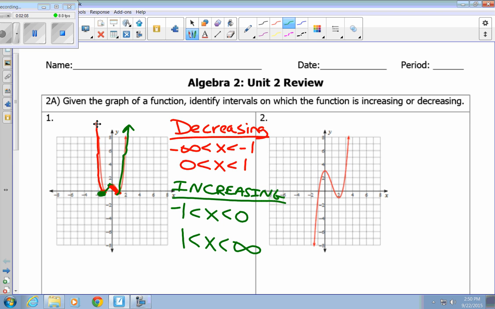On number 2, it starts increasing, increases from negative infinity. On the x values, this is at negative 3, this is at negative 2 about, up here is at negative 1. So it's increasing from negative infinity. It stops increasing at the x value of 0.